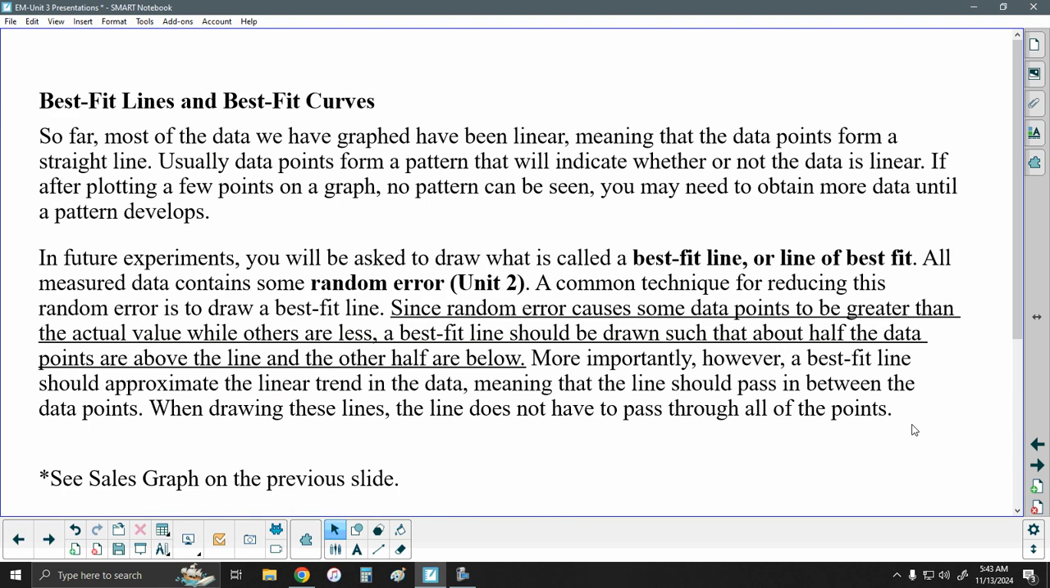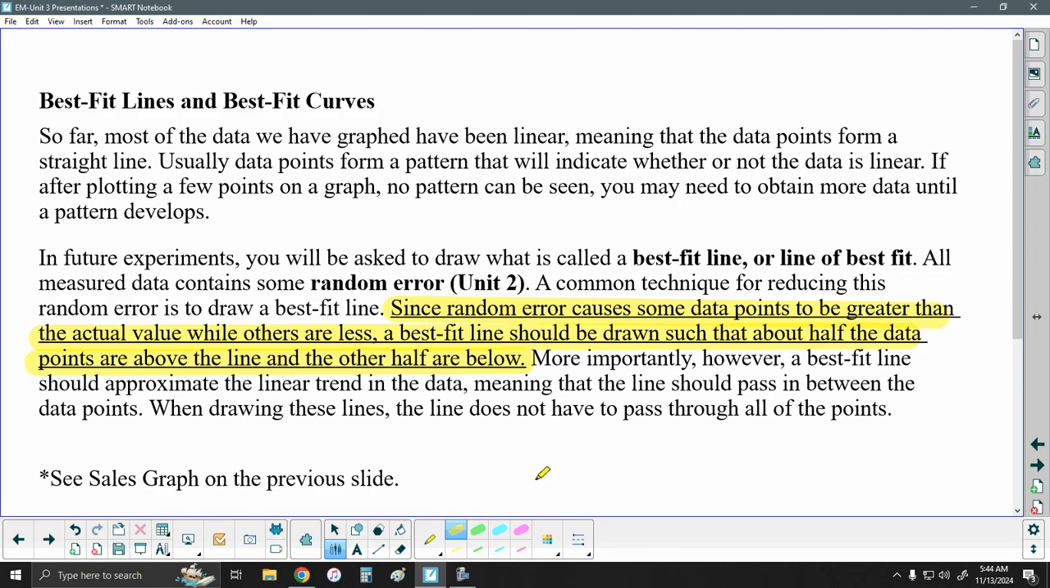Since random error causes some data points to be greater than the actual value while others are less, the best fit line should be drawn such that about half the data points are above and half the data points are below. Now, this is something that we're not going to have to deal with as much ourselves because we're not going to be hand drawing any of our data. We're going to be using computer programs to create our graphs. But when you look at your future computer graphs, you should notice that this is the case, that data rarely ever falls exactly on the line, and that's because of random error.